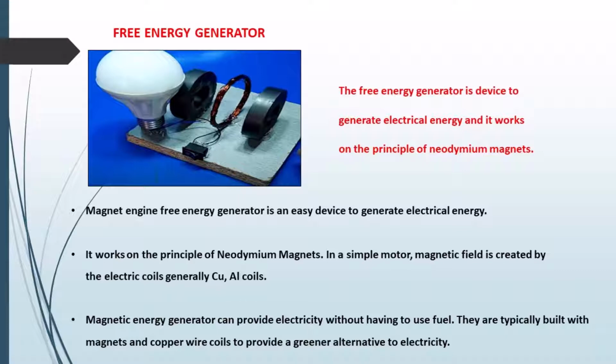What is a free energy generator? A free energy generator is a device to generate electrical energy, and it works on the principle of the neodymium magnet. It works like a simple motor. A magnetic field is created by the electrical coils, generally copper or aluminium. A magnetic energy generator can provide electricity without having to use fuel. They are typically built with magnets and copper wire coils to provide a greener alternative for electricity.